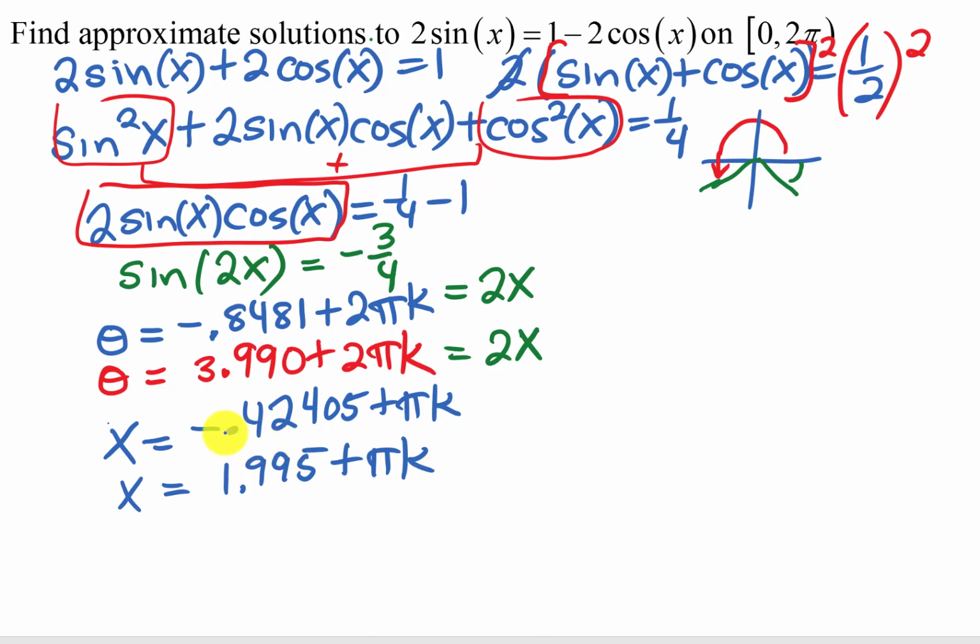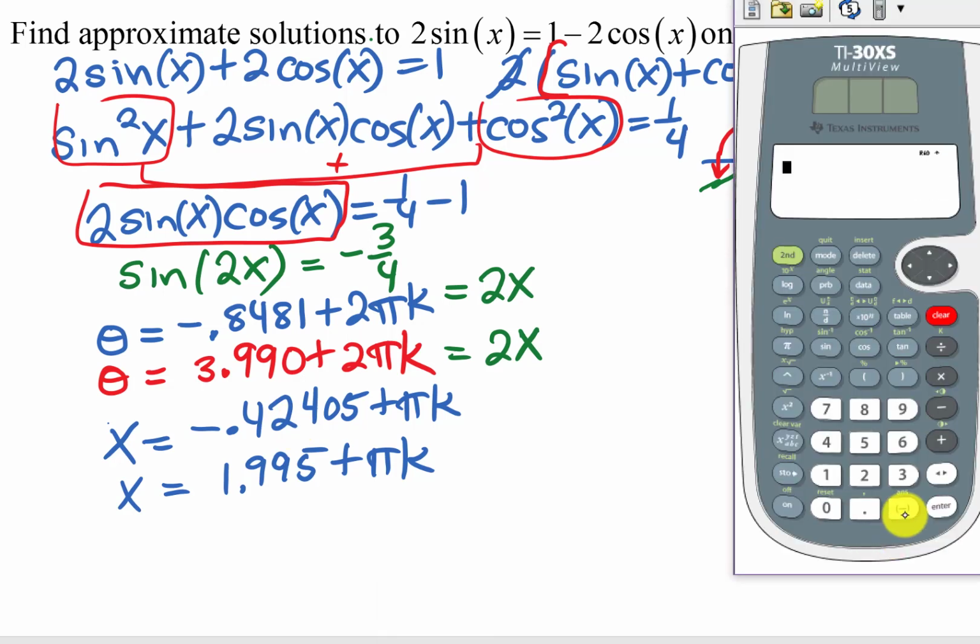So first of all, negative 0.424 is not on that interval, so I'm going to add pi to it to get a solution that is, and I could also add another pi to that and I would still be on the interval from 0 to 2 pi. So we're going to get those two solutions.